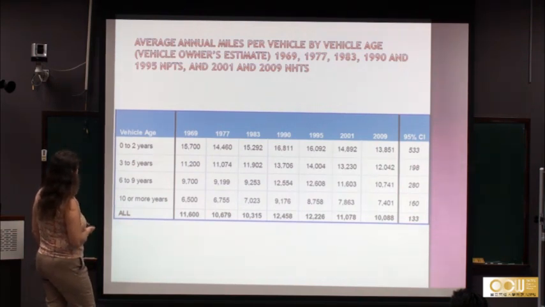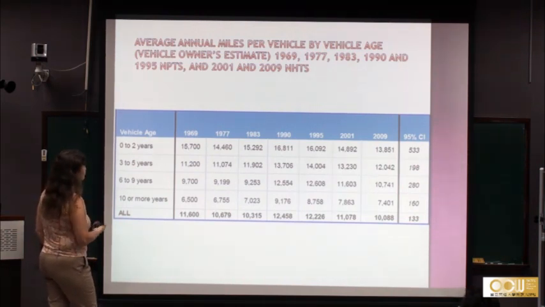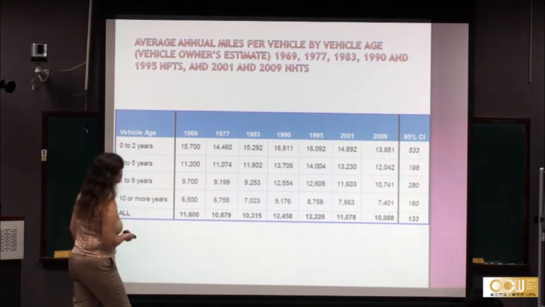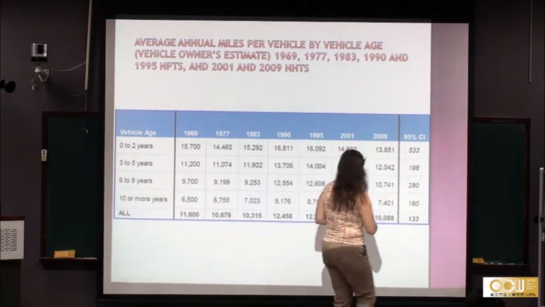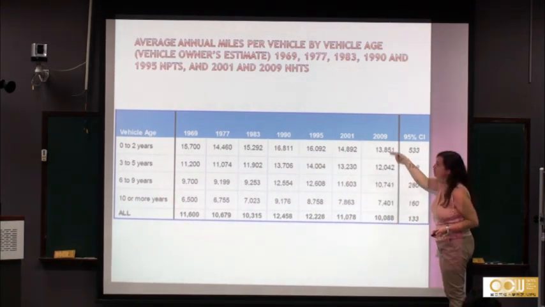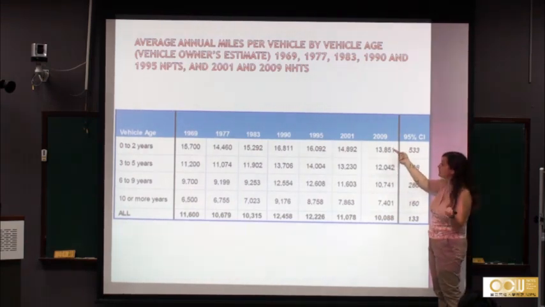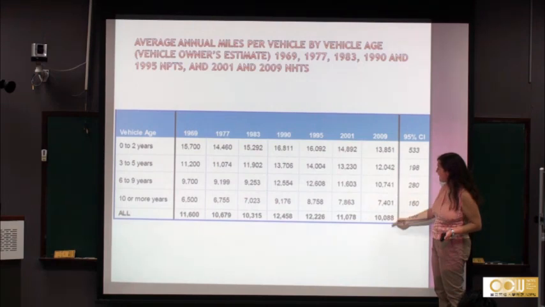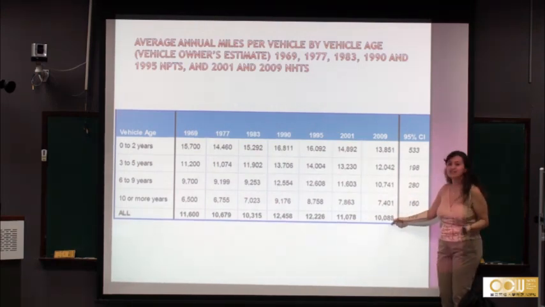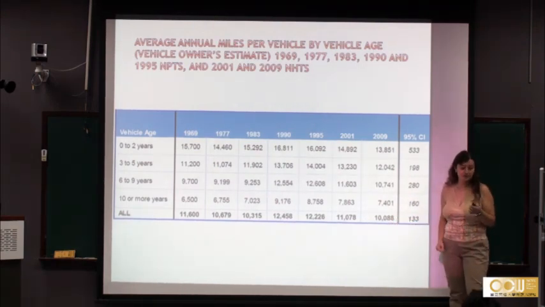Vehicle miles traveled, on average it's about 10,000, but you travel more with new vehicles, right? This makes sense. You have a newer vehicle, you travel more with that vehicle, and less if it is a very old vehicle. On average it's 10,000 miles per vehicle.